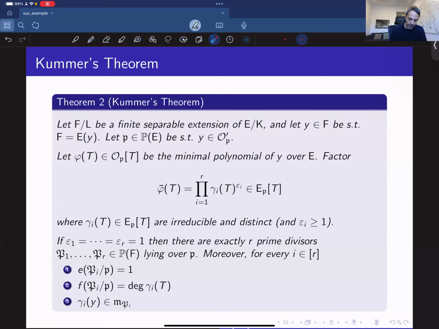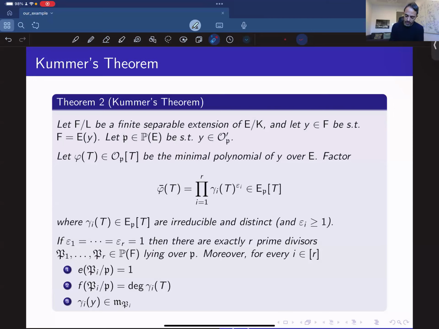Okay. And the third thing will just allow us to figure out what the local parameters are. So the fourth point tells you that gamma i evaluated at y vanishes at capital Pi. It's in the maximal ideal corresponding to Pi. But as a first read, you should look at these two. What I'm telling you is that there is a way of figuring out what E and F are and what the prime divisors above it are, how many there are and so forth, above little p, just by doing some factorization over a finite field. That's good.